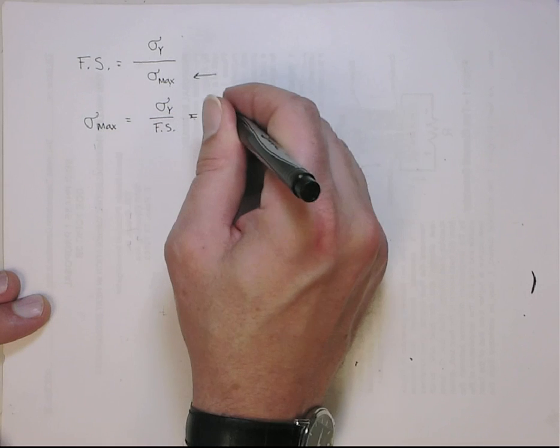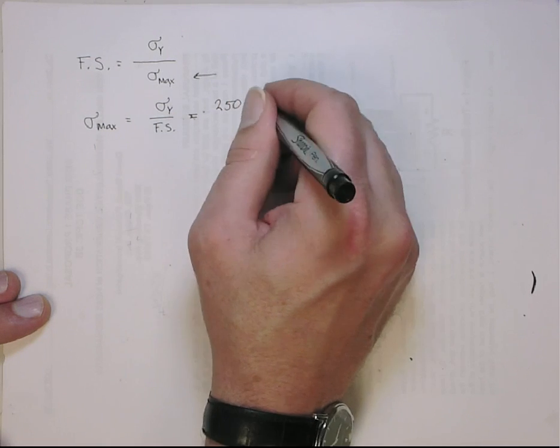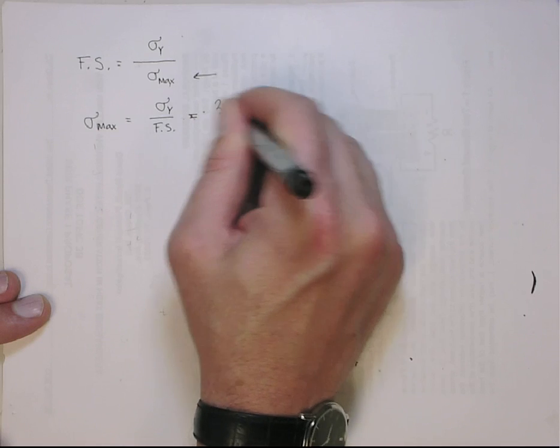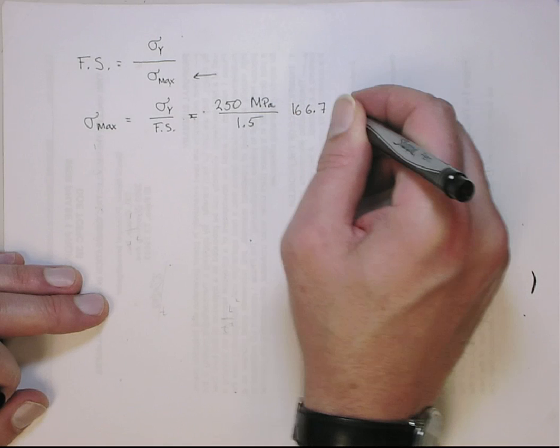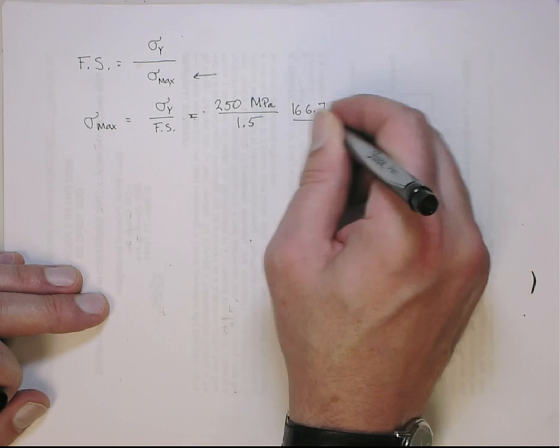And in this case, that's 250 megapascals over the factor of safety of 1.5. And that gives us 166.7 megapascals. So that means the maximum average normal stress in that cross-section of that shank cannot exceed 166.7 megapascals. Or in fact, that's what we're going to design to.